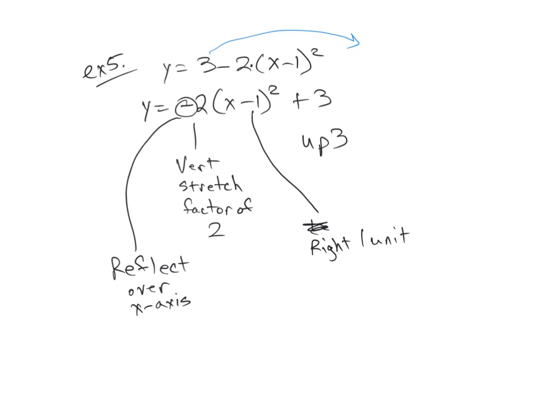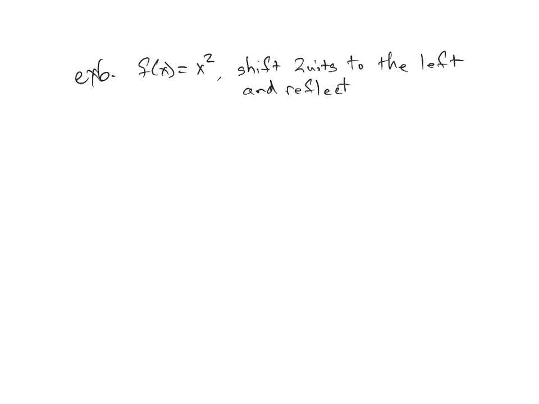All right, let's go back to 6. Here, I want you to do this. I'll write this down. f of x equals x squared. Shift 2 units to the left and reflect in the x-axis.